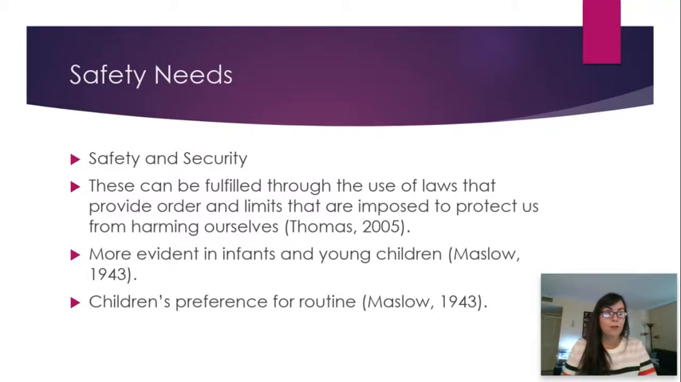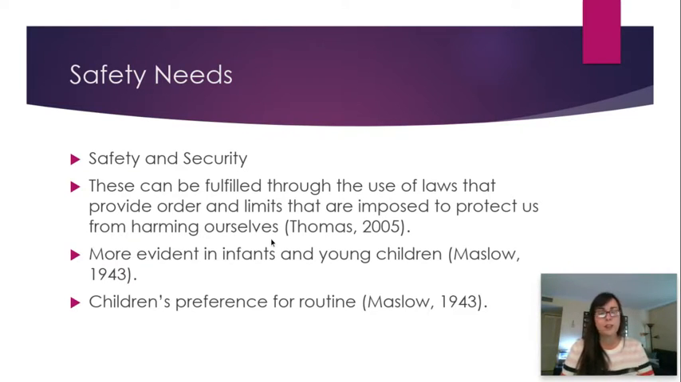Once these are fulfilled, one requires safety and security. These are met by the ways of laws that provide order and limits that are imposed to protect us from harming ourselves. However, Maslow was quick to point out that these needs of safety are more highly evident in infants and young children, as they are not yet able to control their emotions, and they show their need for this much more than adults do. Another way children show their desire for safety is through their preference for a stable routine.